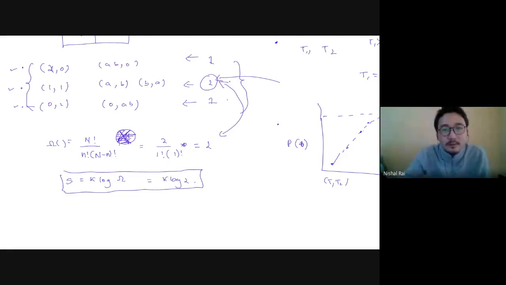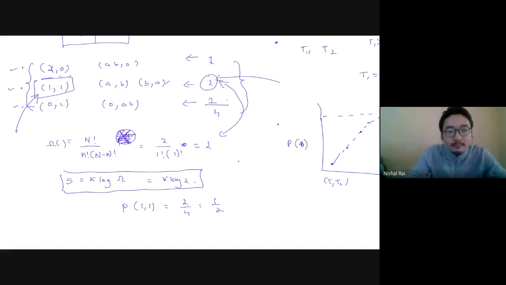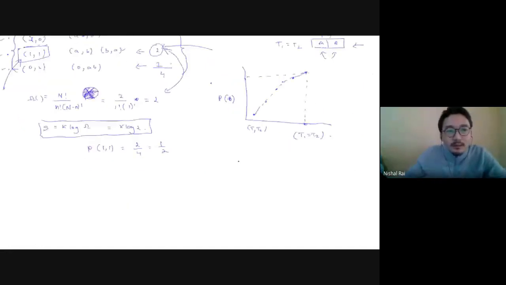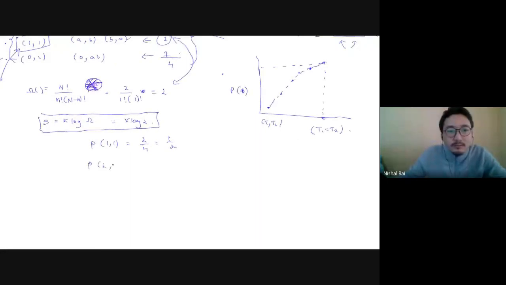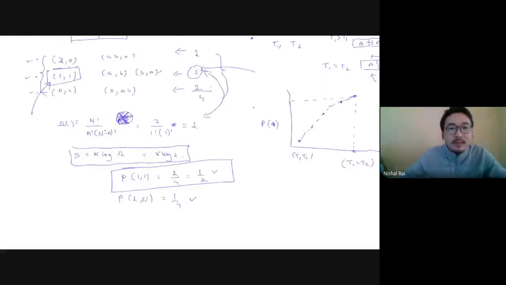Is it clear? Because when you find the probability, what is the probability of finding the system in this state, in this distribution, this configuration with 1, 1? It will be twice of this 2. Can you see? Let's just find the probability. Total number of microstates is how much? 4. Then the probability of being in 1, 1 is how much? 2/4, which is half. And the probability of being in 2, 0 is how much? 1/4. Can you see? So this is having the highest probability. So that's why the system will always try to be in this kind of state. Clear?